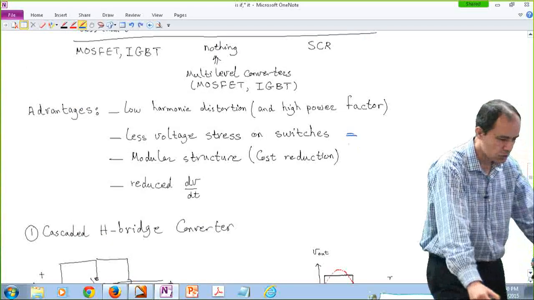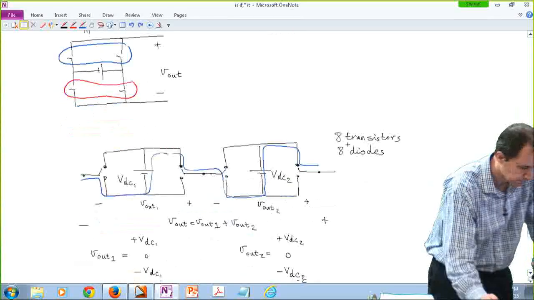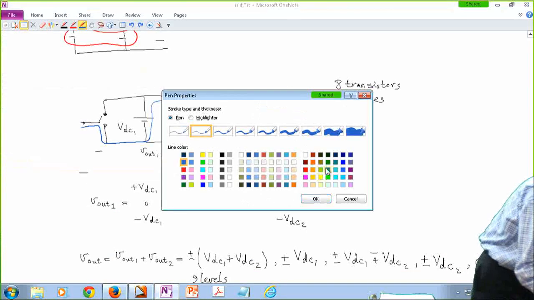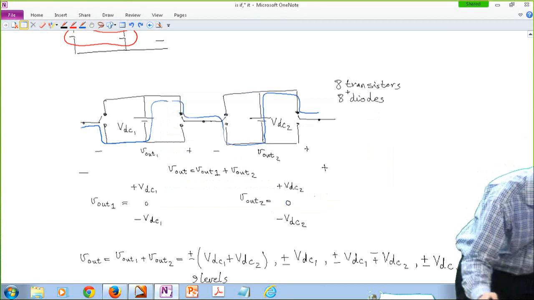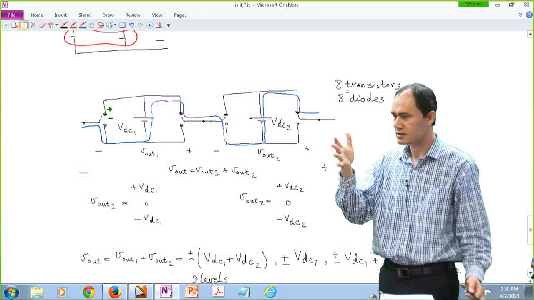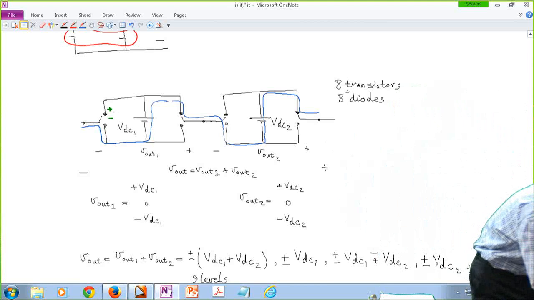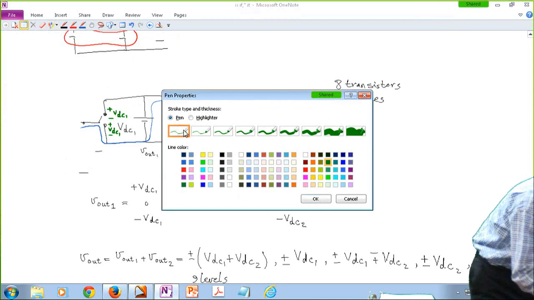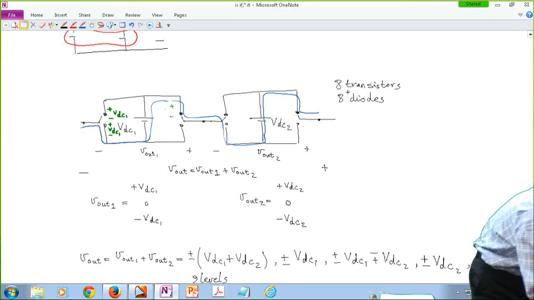Let's look over here. Please remember, in terms of voltage stress, all of these single pole double throw switches have two transistors and two diodes. So like this very top one, the voltage stress is VDC1. And the bottom one is also VDC1. Here it is the same. Here it is VDC2.